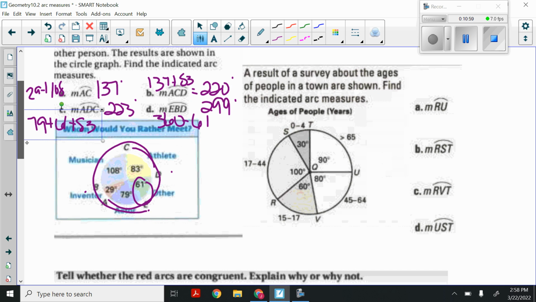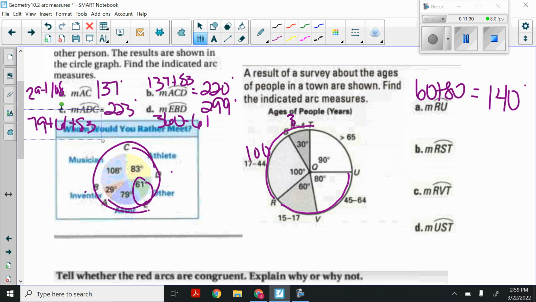Another survey. A result of a survey about the ages of people in a town are shown. Find the indicated arc measures. So again, A, the measure of arc RU. So R to U, I'm going to do 60 plus 80, right? So this is 60 plus 80 equals 140 degrees. B, the measure of arc RST. Okay, so now I'm going this way, R, S to T. So this is 100, this is 30. So I'm adding those together, so 130 degrees.